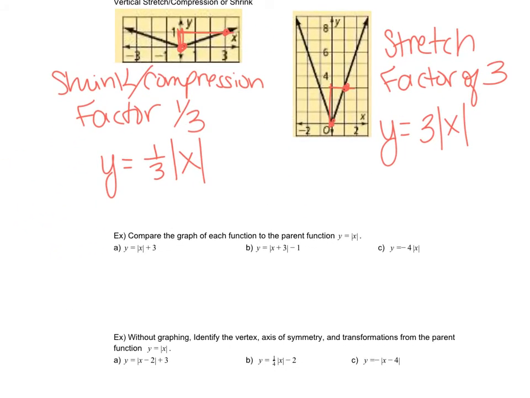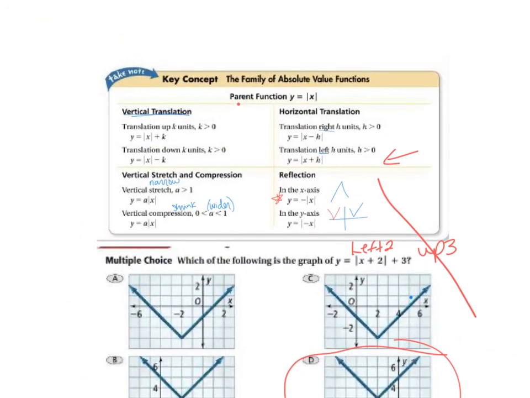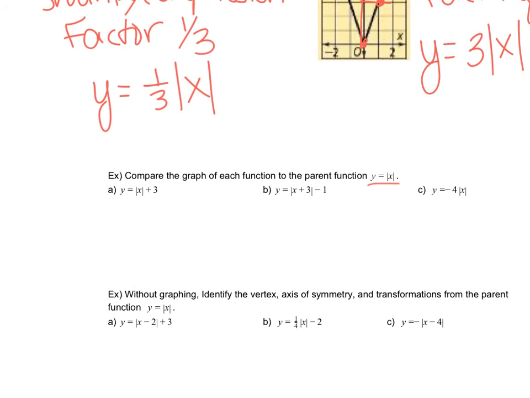All right, so this next one, we don't have to graph it. So we need to compare the graph of each to the parent function. So that's the basic function right here. So this one, if it's plus 3 on the outside, that's going to be a vertical translation up however many, and it looks like it's 3. So this is a vertical shift. You can say translation or shift, I'll take either one. Up 3.